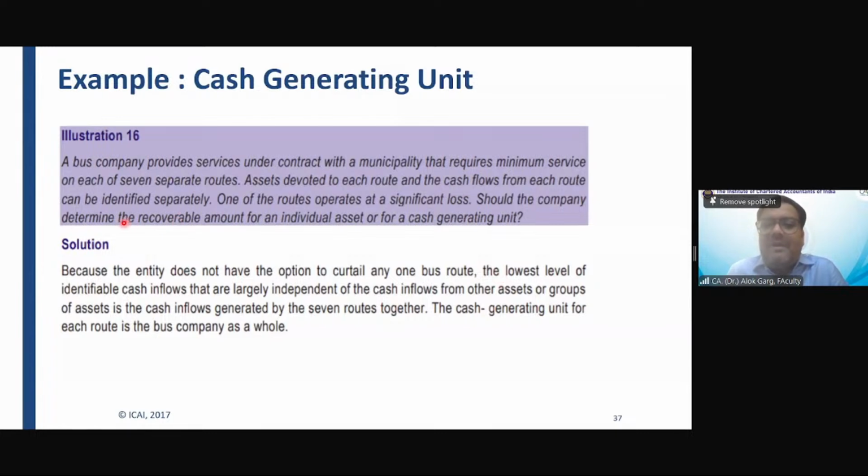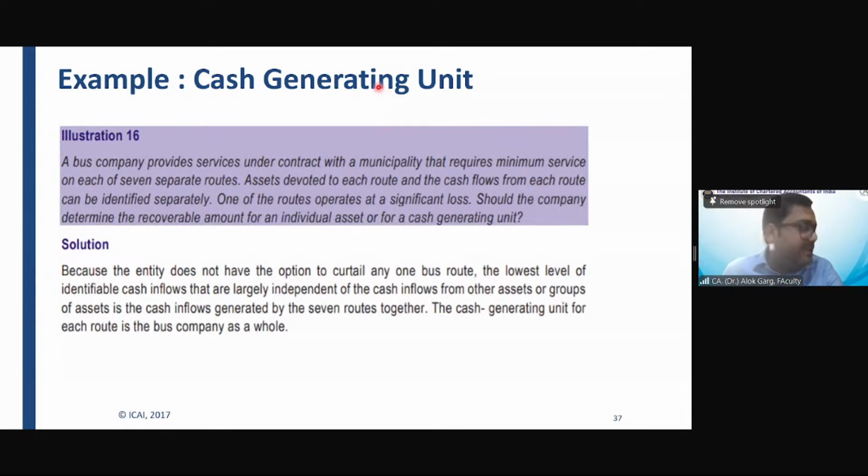Should the company determine the recoverable amount for an individual asset or a cash generating unit? In this case, whether the company should determine the recoverable amount for an individual route, an individual asset on that route, or the entire cash generating unit. Think about this.